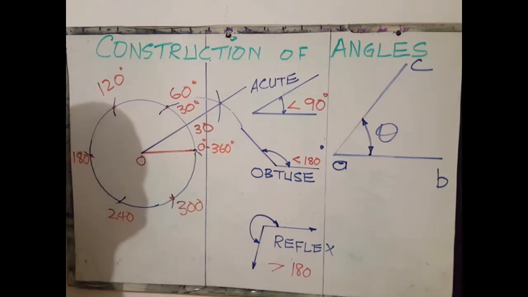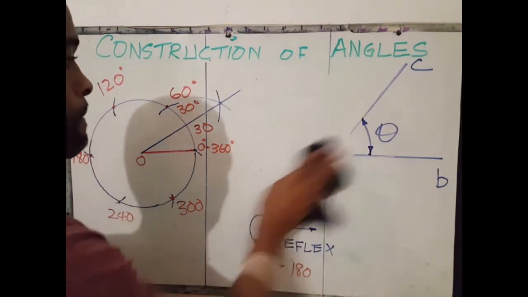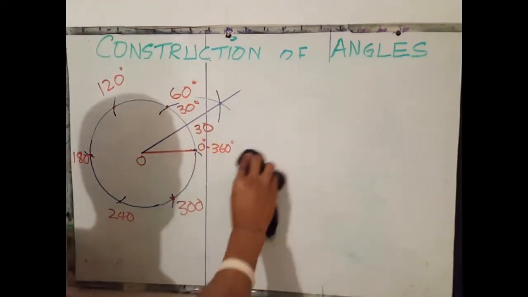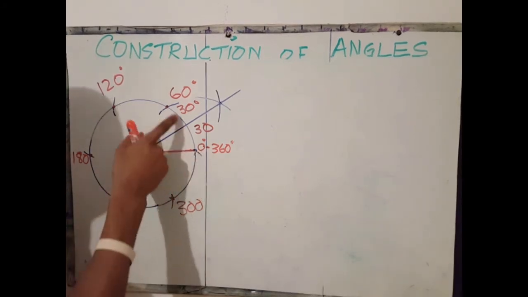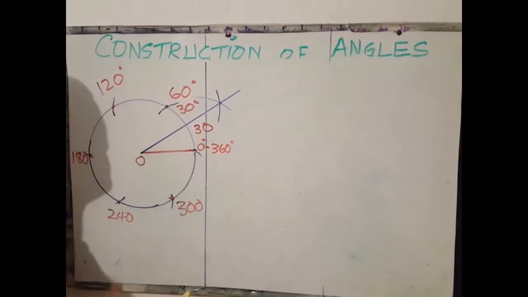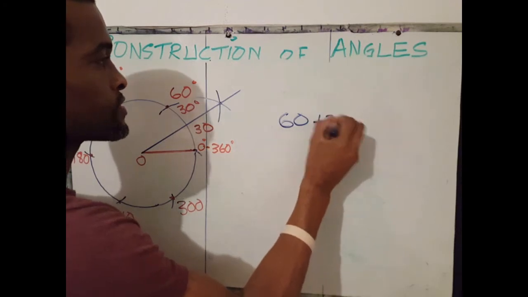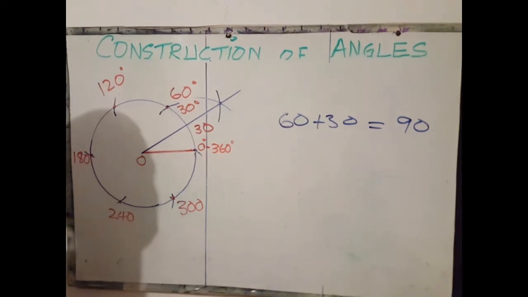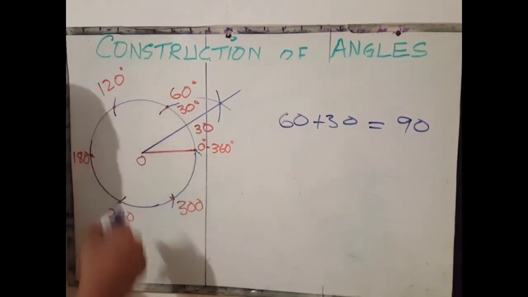Okay. What if we wish to construct 90 degrees? Let me create some space here. We no longer need these. What if we need to construct a 90 degrees? If from here to here is 60 and here to here is 120, we know that 60 plus 30 gives us 90. It means therefore that we would need to bisect between 60 and the 120 to get our 90 degrees.